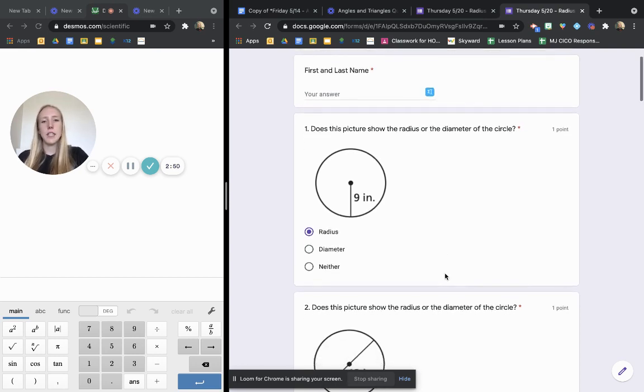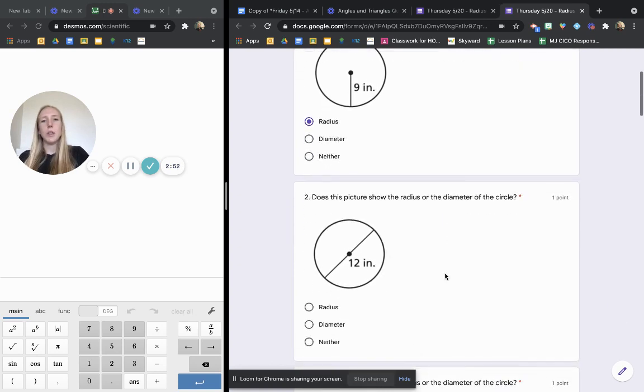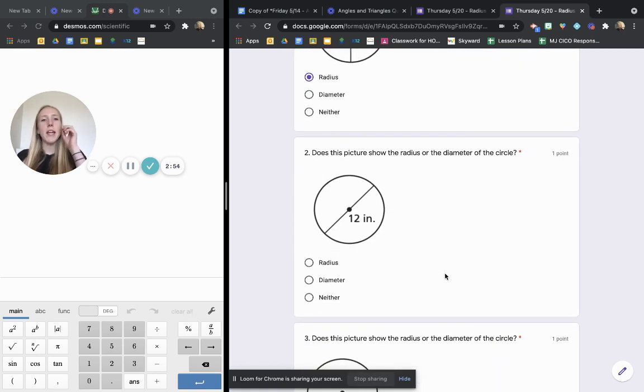All right. Number 2, does this picture show the radius or the diameter of the circle? So it starts on one edge, goes all the way through, and it does go all the way through the center. So it's the longer measurement, and that is the longer word, the diameter.